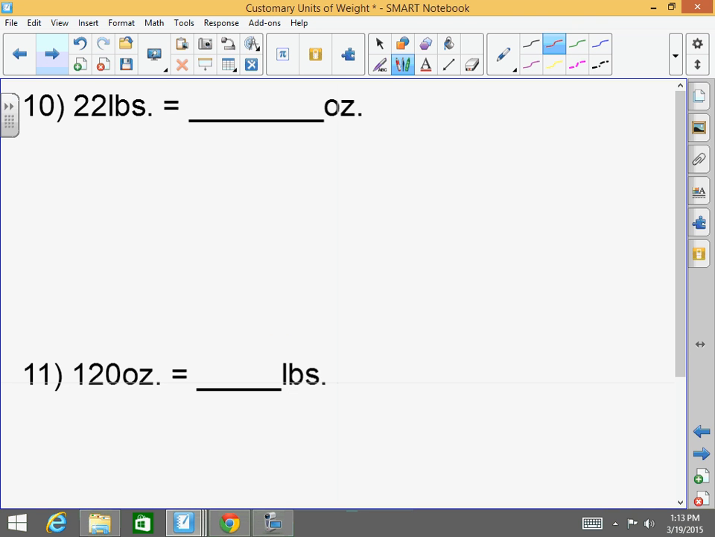Last 3. 22 pounds to blank ounces. Am I going large to small or small to large? So do I multiply or divide? I multiply by 16. That's going to be 2, 1, 12 plus 1. That's 13. Skip a space, 2 and 2. That is 352 ounces.